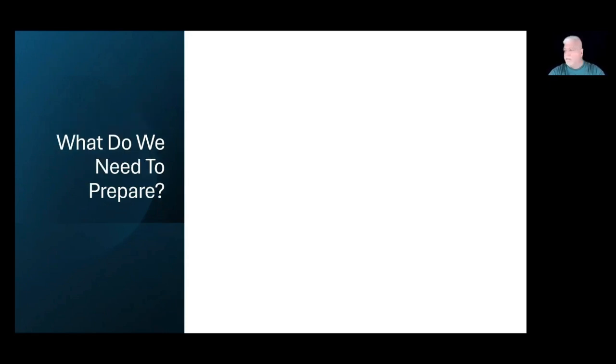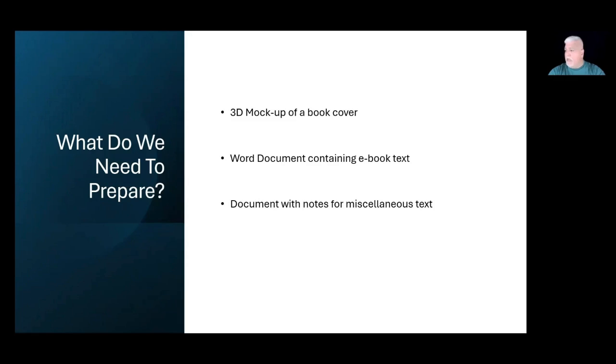Stay tuned. Now, what do we need to prepare? We need a book cover, a 3D mock-up. I'll show you examples of that. I'll show you the Word document I'm going to use with the source information in it, with a document for notes. It's just a matter of the running order, what things you have to remember. It's dead easy. I'll show you. And also images for the ebook, so any logos or pictures or things that will help make the book more readable.